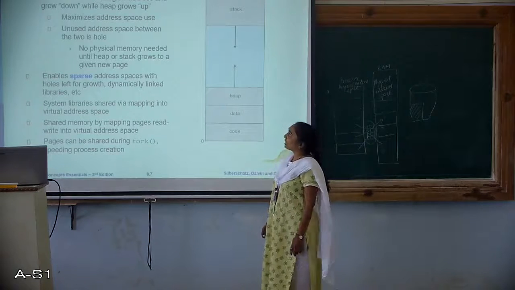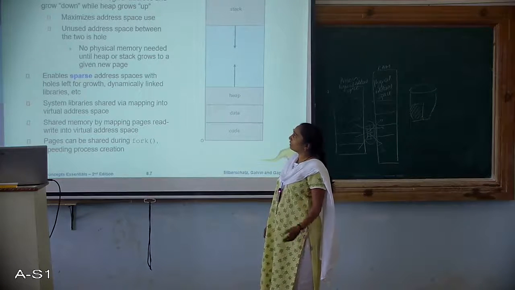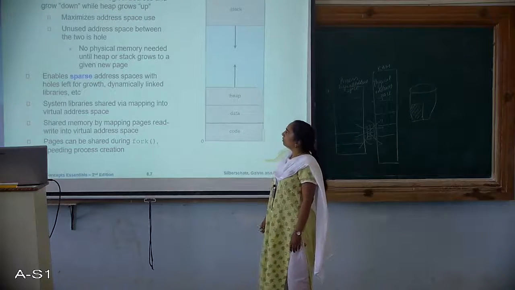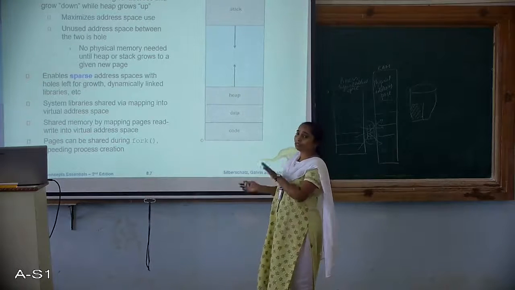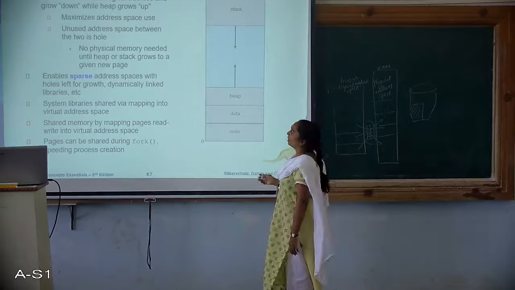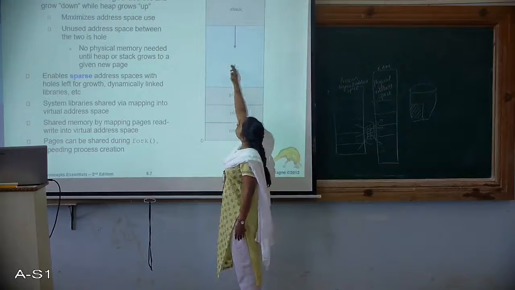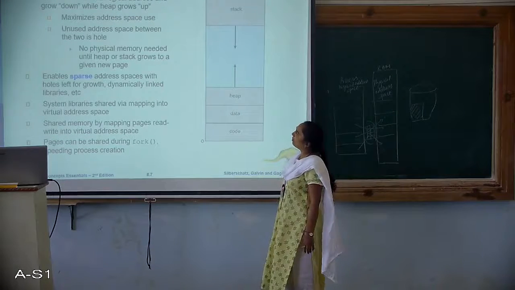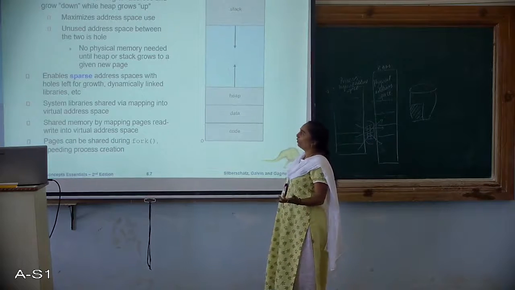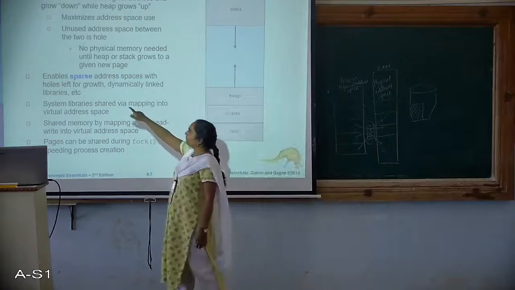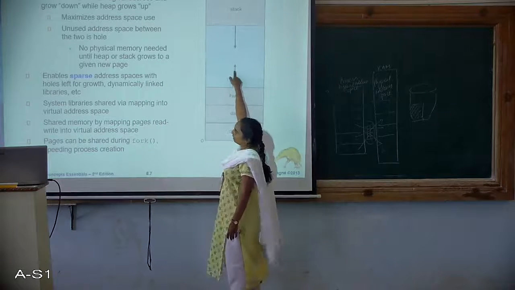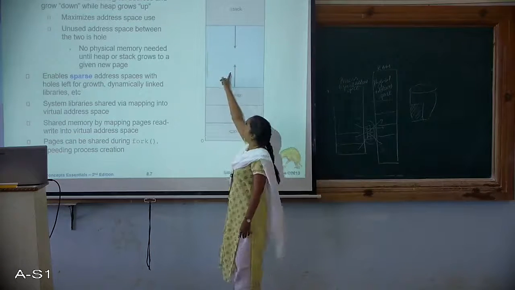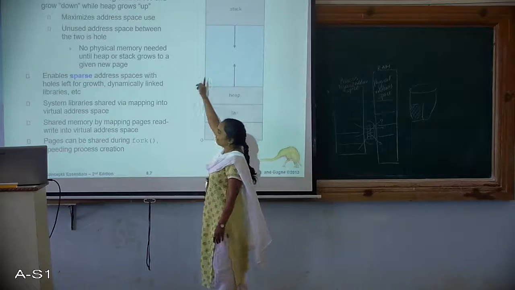Usually we design the logical address space for the stack to start at the max logical address and grow down, while the heap grows up. So the stack grows down and the heap goes up. So the maximum address space is used, and the unused address space between the two is the hole. This unused address space between the two is what is used for your virtual memory. So no physical memory is needed until the heap or stack grows to a new page. This is called a sparse address space, with holes left to grow, dynamically linked libraries, etc. So you can have dynamically linked libraries loaded in this part.